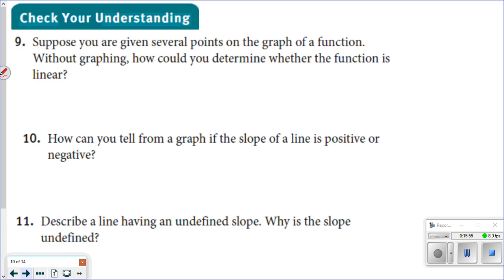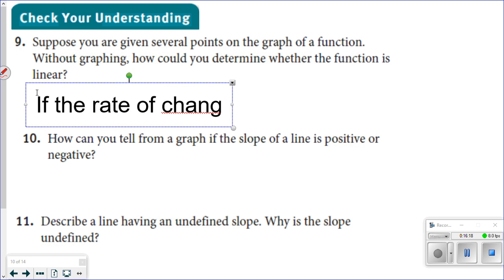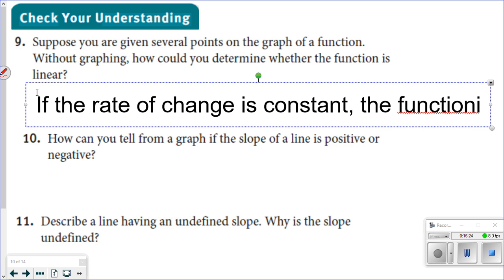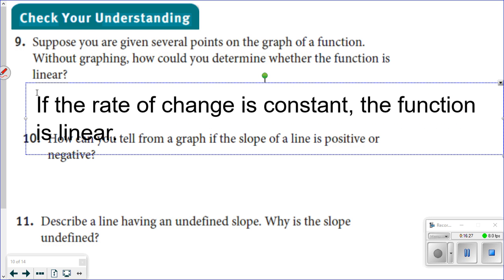Question 9. Suppose you are given several points on the graph. Without graphing it, how could you determine whether it's linear? Well, remember, if the rate of change is constant, the function is linear.